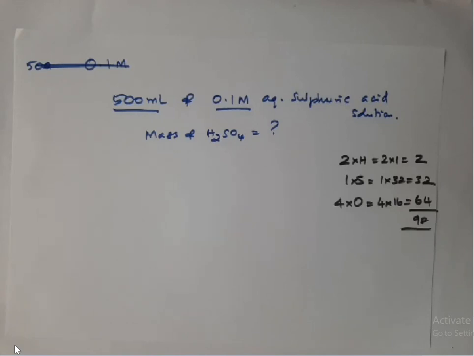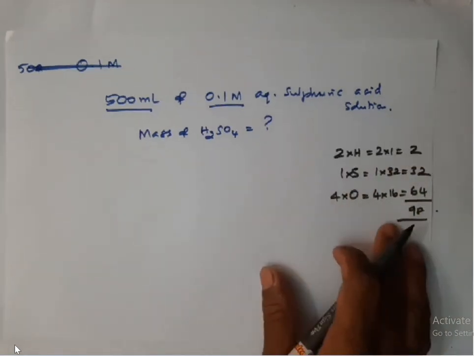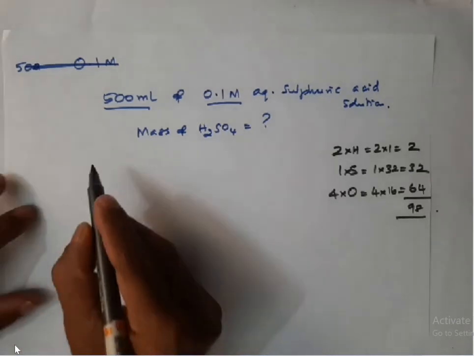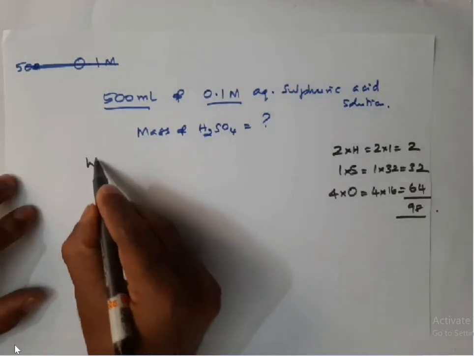Immediately you should say: for sulfuric acid, molar mass is 98. For glucose, molar mass is 180. For calcium carbonate, molar mass is 100. For water, H2O, what's the molar mass of water? 18. Yes, you should remember these values, because we are going to use them in many places. Good. Can you tell me what the mass is now?